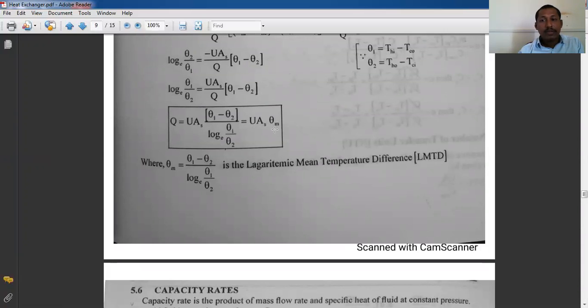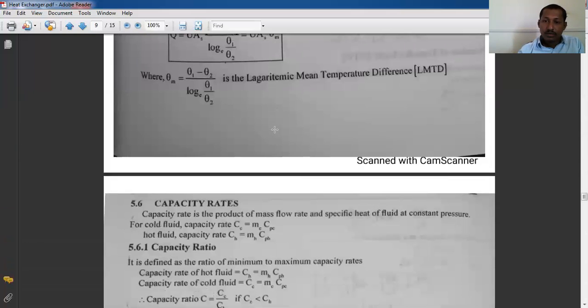For parallel flow, theta 1 is equal to THI minus TCI, theta 2 is equal to TH0 minus TC0. For counter flow, theta 1 is equal to THI minus TC0, theta 2 is equal to TH0 minus TCI. Okay, these terms you have to remember.